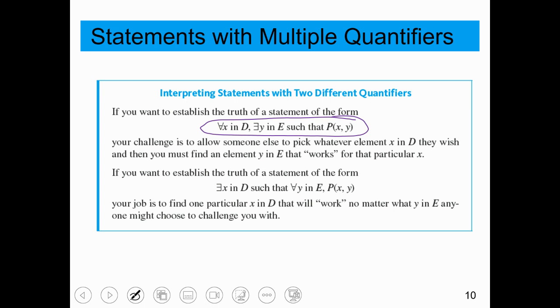What if the quantifiers are reversed? What if it says there exists an x in D such that for every y in E, P of x comma y? This time, your job is to anticipate any value of y someone might give you later. So you're going to select a particular x value in D that will work no matter what y value in E anyone might choose to challenge you with.